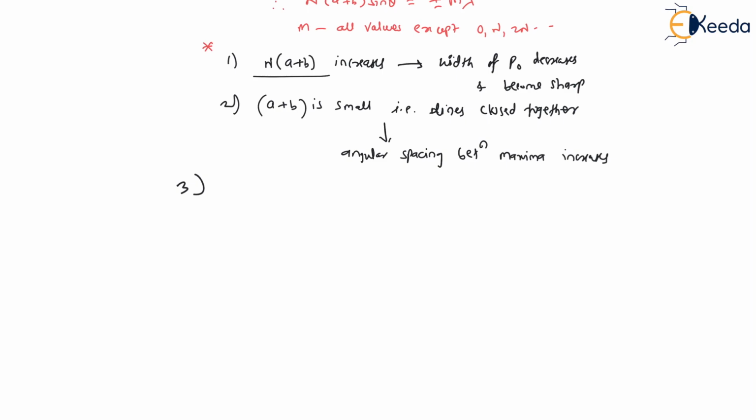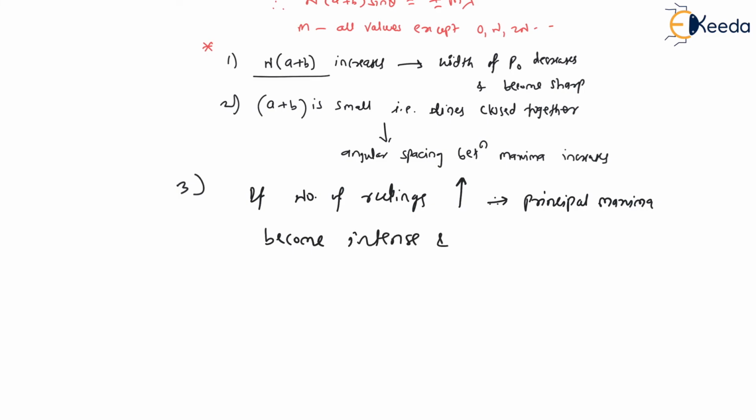Now we'll go for the third and the last, that when the number of rulings in a grating increases, the principal maxima become intense. It becomes intense and sharper too. So here I'll write, if the number of rulings increases, ultimately the principal maxima will become intense and sharp, no doubt. So these are the observations.